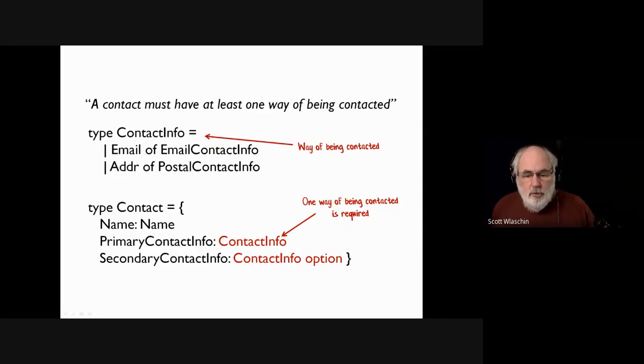No discriminated unions in C#. I think it means there's no discriminated unions. You can't do this contact information in C#. What you'd have to do is probably create two subclasses. But the problem with subclasses is they're not closed. With subclasses, you can add new ones easily. With this kind of thing, there's only two choices.